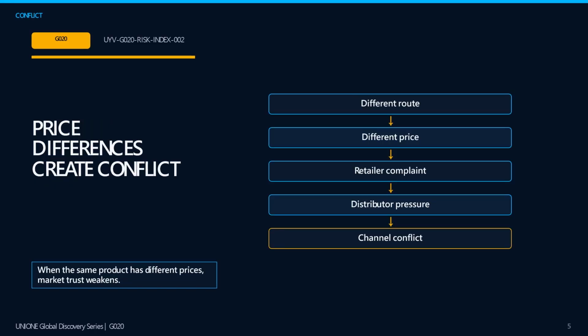When the same product is sold at very different prices, channel conflict becomes likely. Retailers may question the official distributor's price. The authorized distributor may face pressure from customers and sales partners. The brand owner may struggle to explain why identical products are available under different conditions. What begins as a price difference can quickly become a relationship and credibility problem.